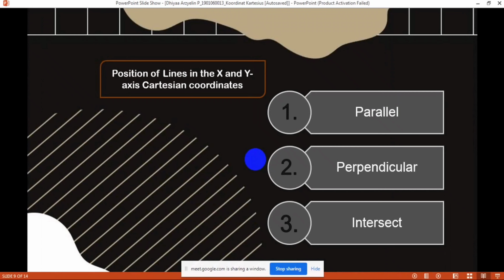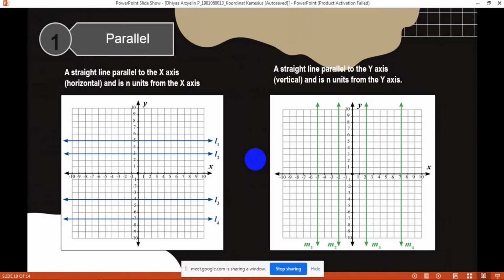And the next, position of lines in the X and Y axis Cartesian coordinates. Number 1 is parallel, number 2 is perpendicular, number 3 is intersect. So, number 1 is parallel. The picture 1, a straight line parallel to the x-axis or horizontal and is n units from the x-axis. To the right picture, a straight line parallel to the y-axis or vertical and is n units from the y-axis.